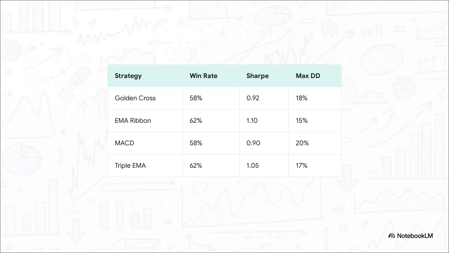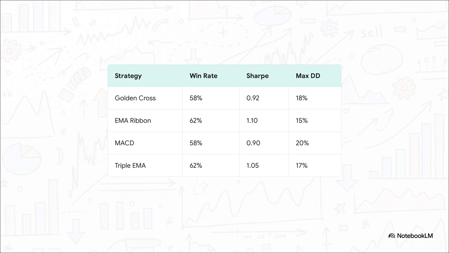Let's put that into perspective by comparing the whole moving average family tree. The Triple EMA lands right in the sweet spot between the EMA ribbon and the golden cross. It completely matches the ribbon's 62% win rate, but requires you to track one less line. But the most important comparison here, hands down, is with the MACD.